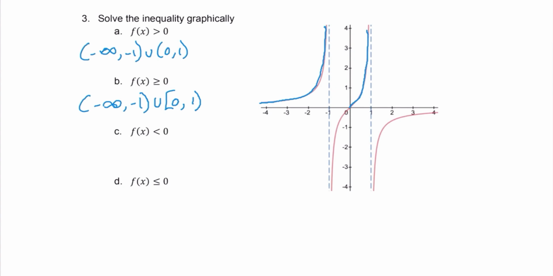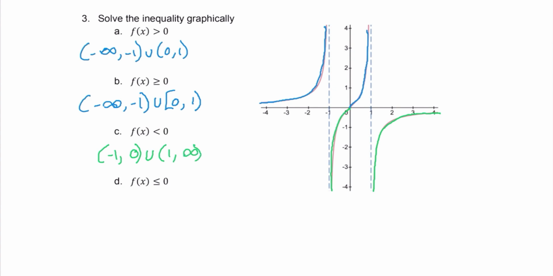In example C, f of x is less than 0. In other words, where is f below the x-axis? This first piece is below the x-axis, and that is starting at the asymptote negative 1 and going up to 0. We'll use parentheses on both of those due to the strict inequality. And it is also below the x-axis in this piece, starting at 1 and going to positive infinity.